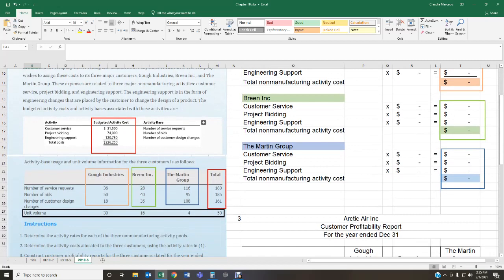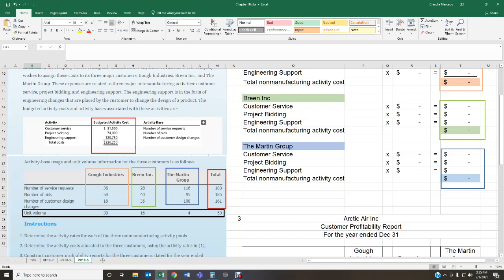Activity-based usage and unit volume information for the 3 customers are as follows. Okay, it gives you a breakdown by the 3 customers for the number of service requests, the number of bids, and the number of customer design changes. So it's a breakdown by customer, and then we've got the total at the very end for that particular category.